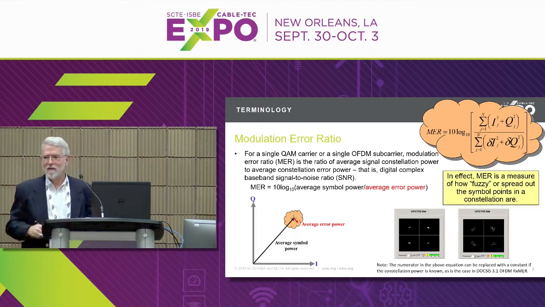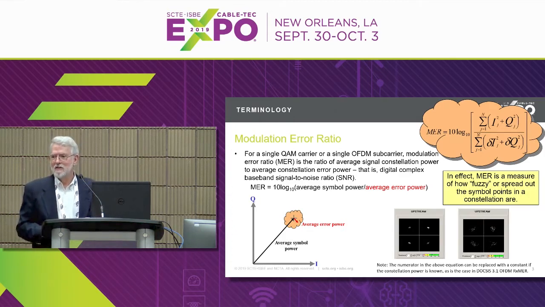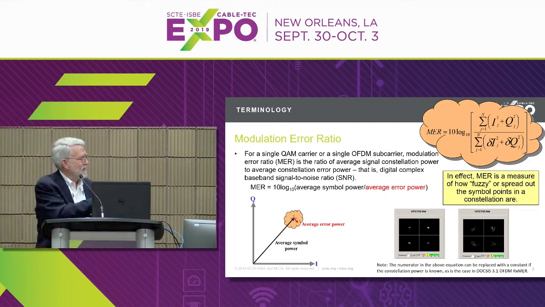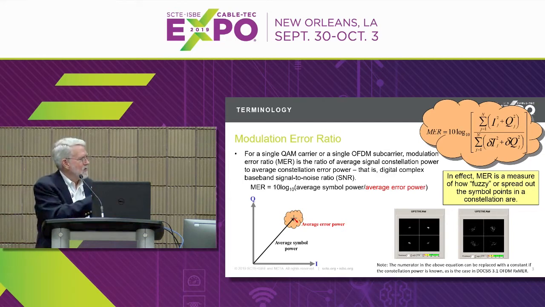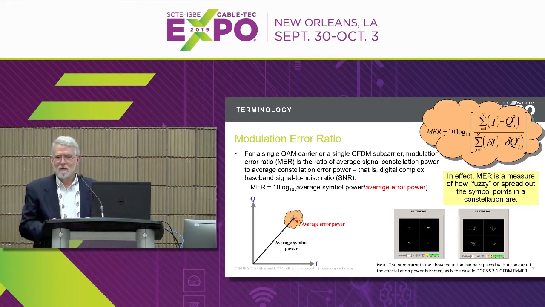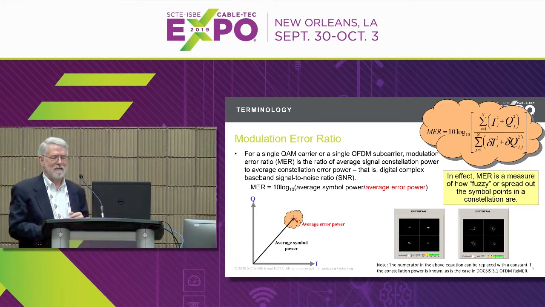So another way to think of it is MER is basically how fuzzy the constellation display is, or how spread out it is. So you take a look at the two constellation displays on the lower part of this slide. You can see on the left side there, we've got pretty good MER because the symbol points are fairly close together, and that one shows about 27 dB or so MER. And on the right side, you can see that they're spread out, probably because of low carrier to noise ratio. And in that case, we've got about 17 dB MER.